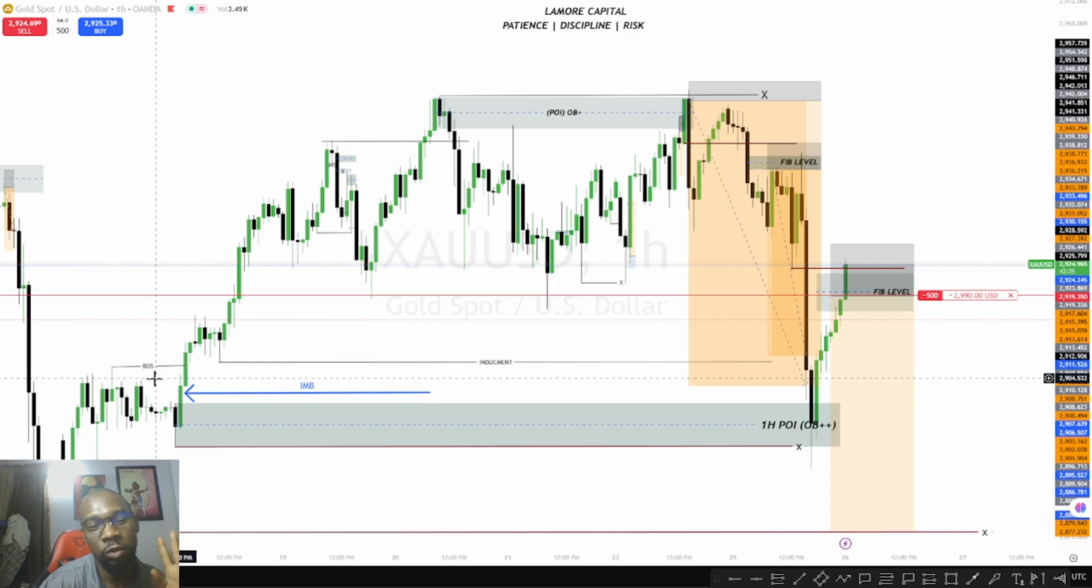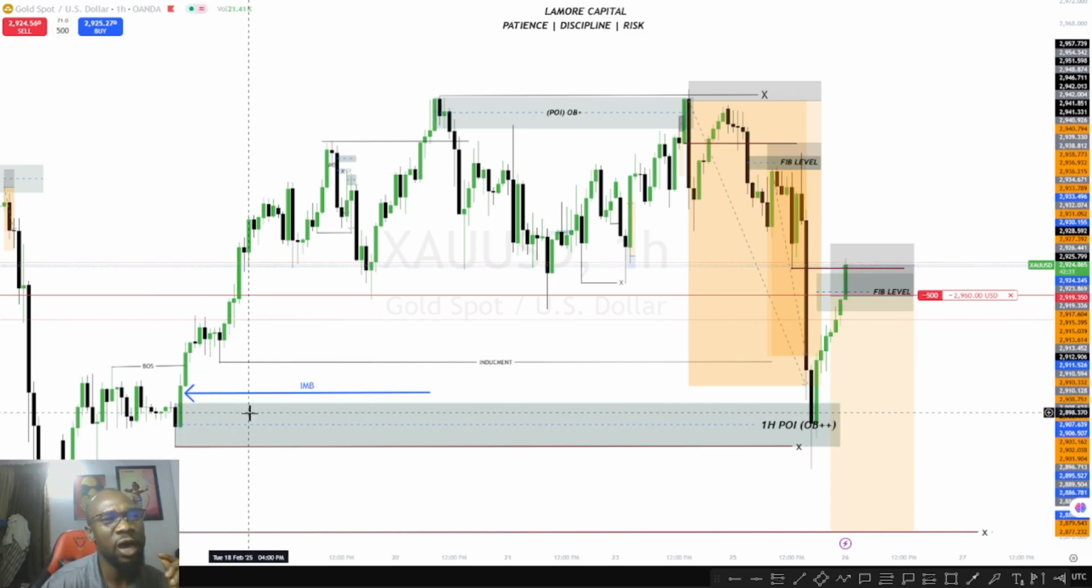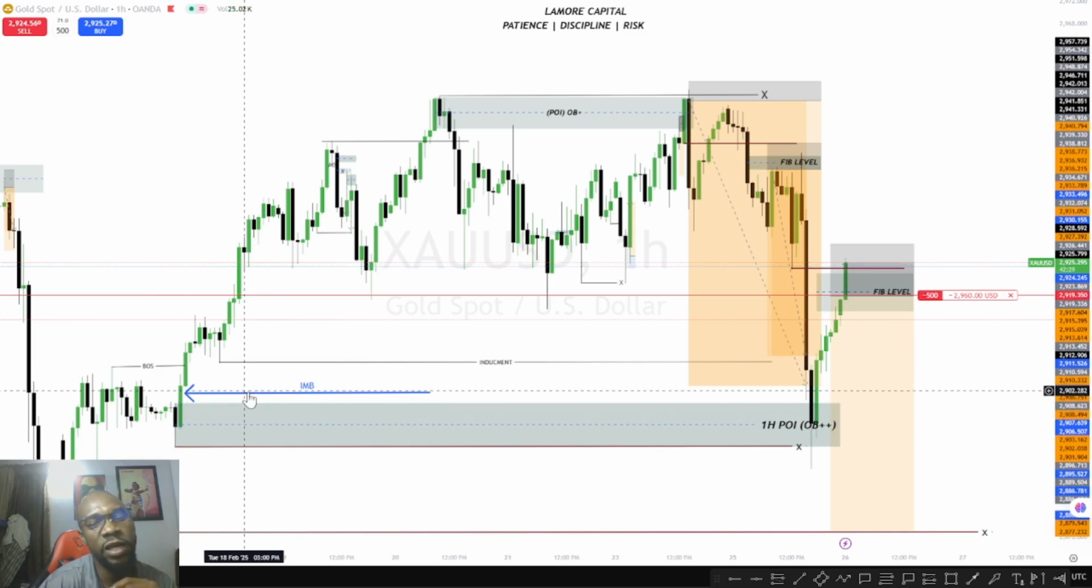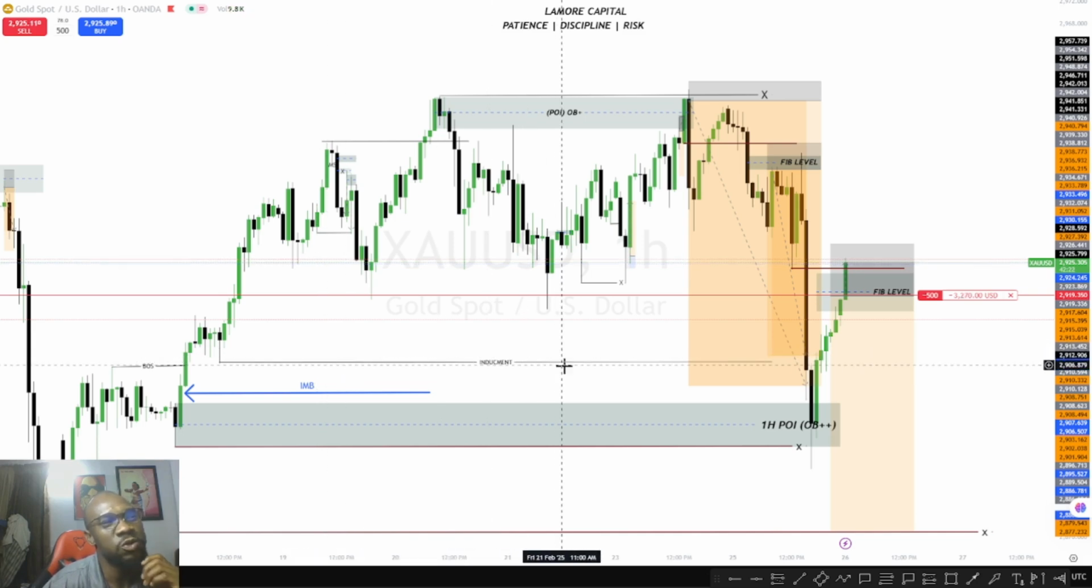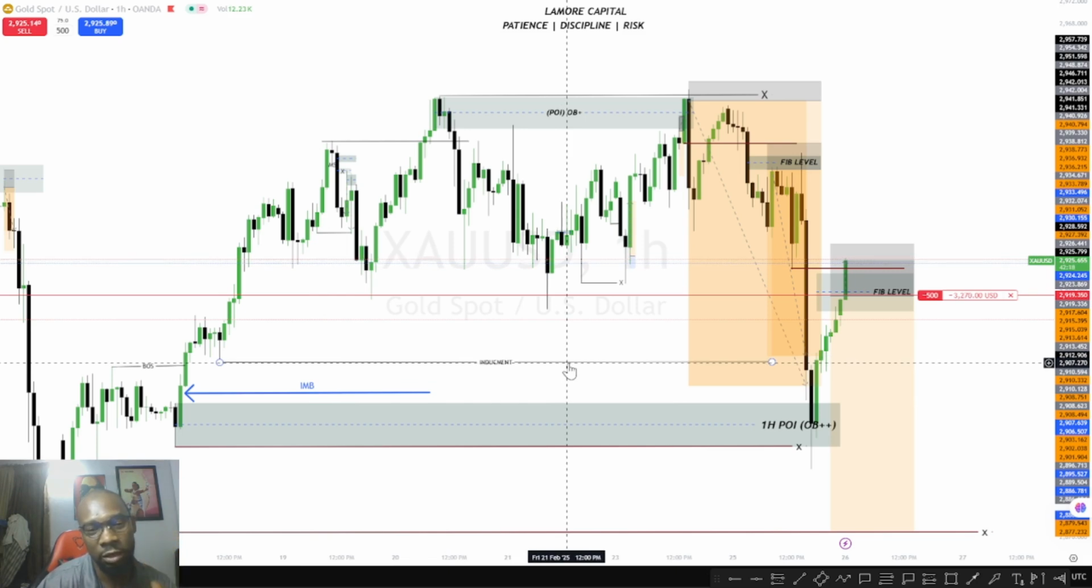I look at order block. I have my order block here. That's my point of interest. I also look at imbalance. I have my imbalance here. And I also look at inducement. So my inducement was my target for this particular trade that I rallied around in a 15.1 RR.